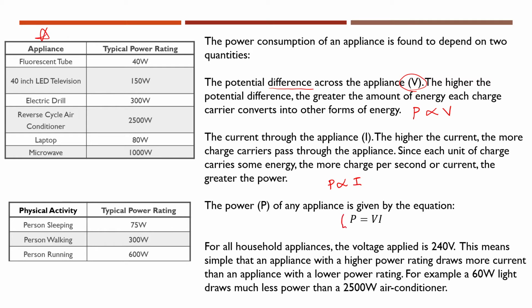P equals VI. So for power, we've already had two equations, and we can create another equation. P equals VI. So write that in your equation sheet. V, we already know, is the potential difference. I, we already know, is the current. So copy that down.